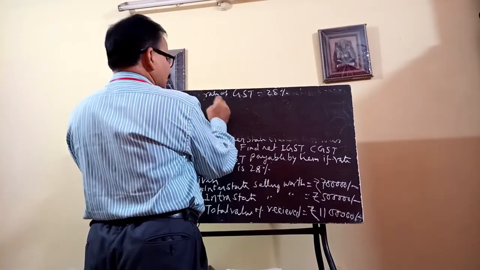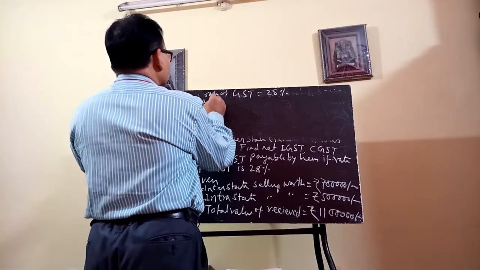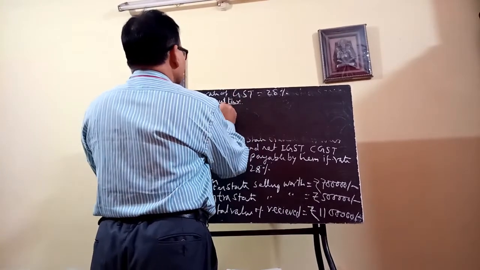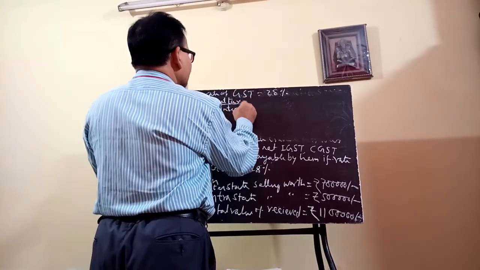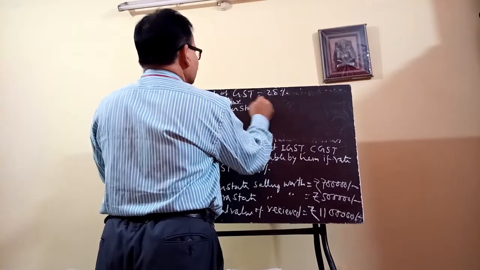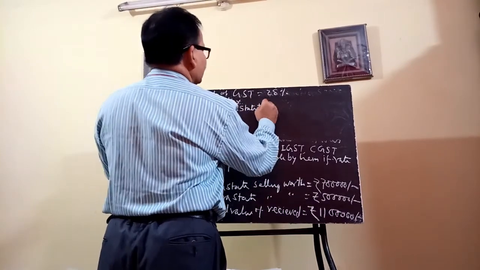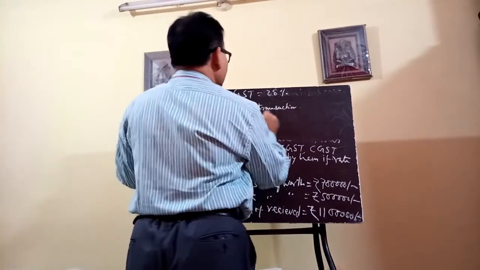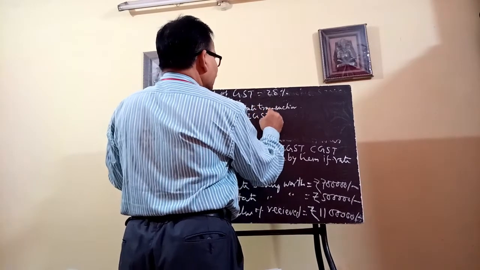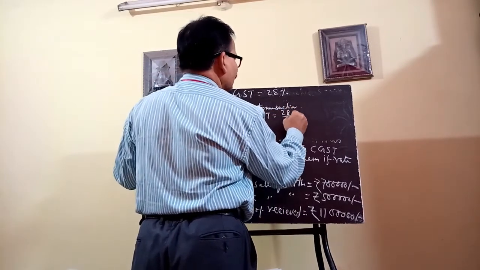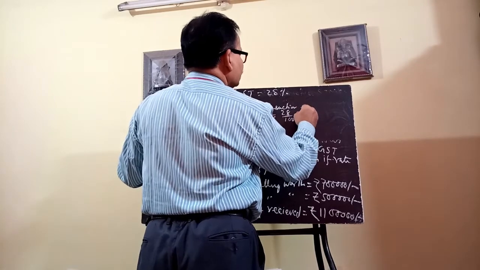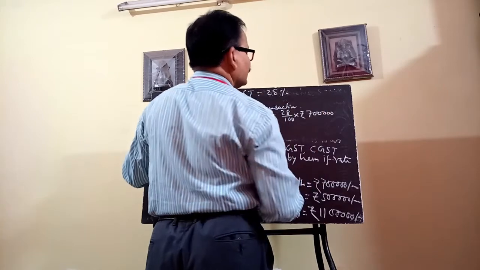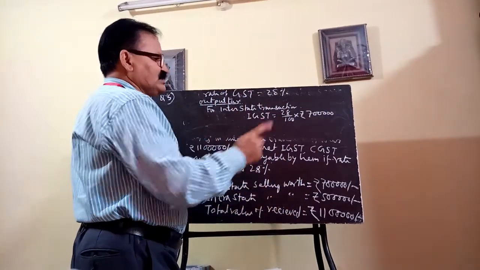Now I will calculate the output tax for interstate transaction. For interstate transaction, that is IGST. IGST is your 28% of rupees 7 lakh, the interstate transaction of rupees 7 lakh.